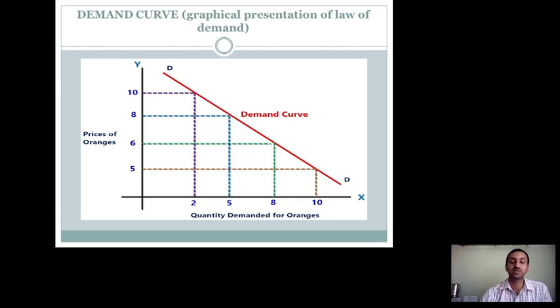So these two things. If the question comes for 5 marks, you should write the law of demand, then demand schedule and demand curve. So for today's class, we shall stop here.